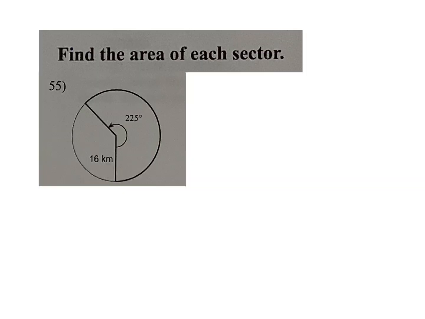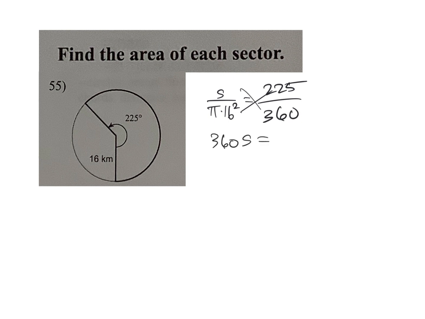Okay, so we're going to do the same thing except with the area problem. So the area of the sector over the total area, pi r squared, in this case 16. And again, the degree to the total degree. So I'll give you a second to work that part out, and then we'll work through it. Okay, so again, you have 360 times the area of the sector, and you take 16 squared, 256 times 225, and it gives you 57,600 pi. And again, we're going to divide off the 360.